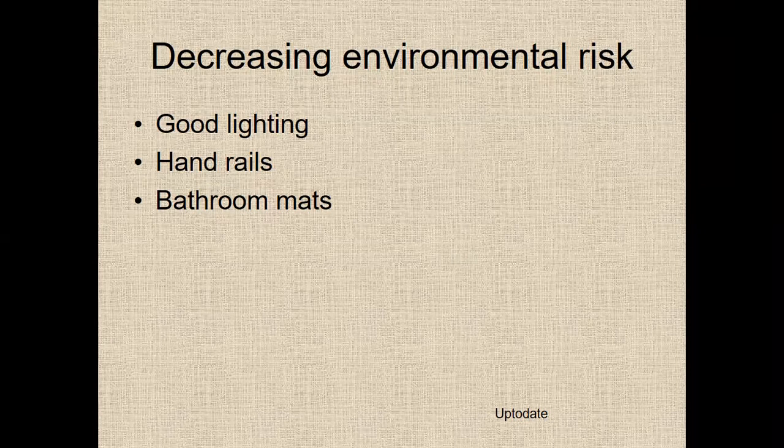One is good lighting. Second is the handrails. That means that when the patient is going to the washroom, make sure that you have some extra support system within the washrooms, because a lot of falls occur within the washrooms, where the patient slips because of the slippery floor and falls down. So handrails are very important in the washrooms particularly, and also use bathroom mats in order to avoid slippery floors.